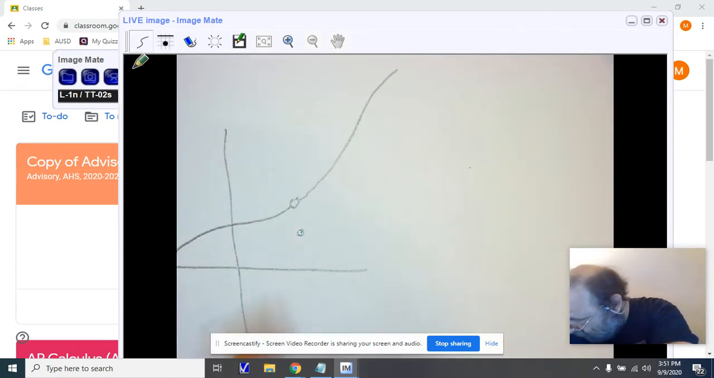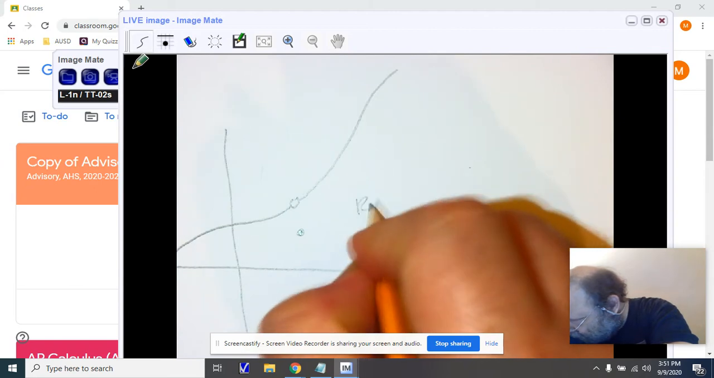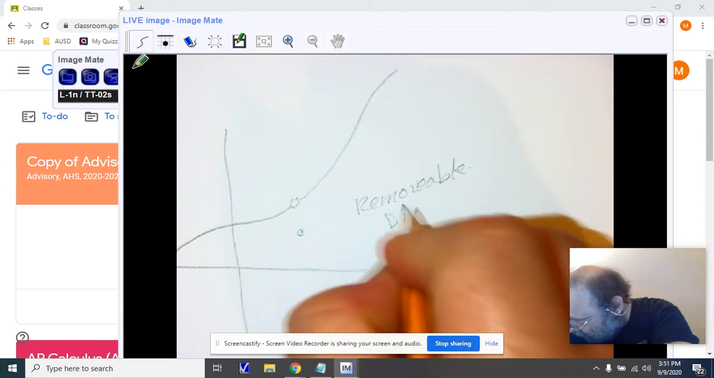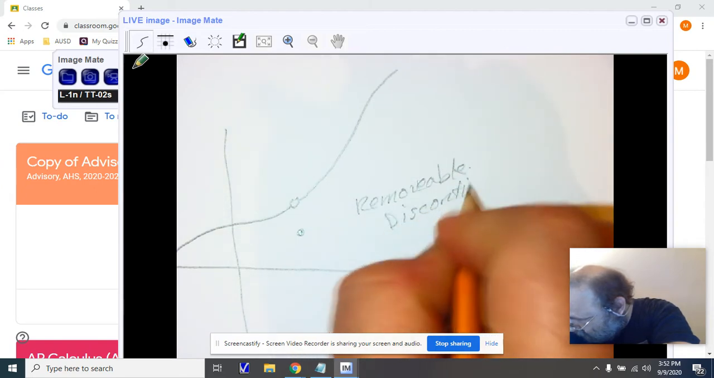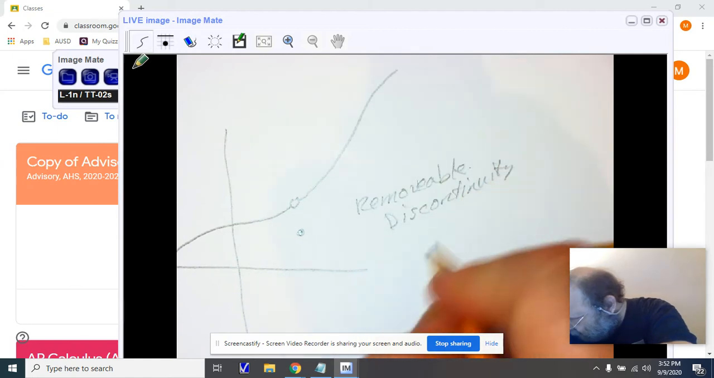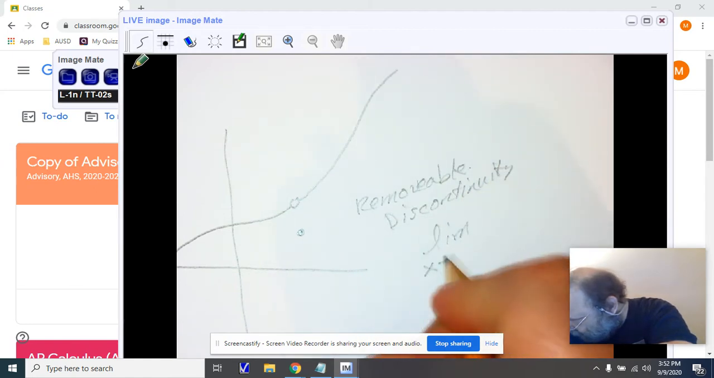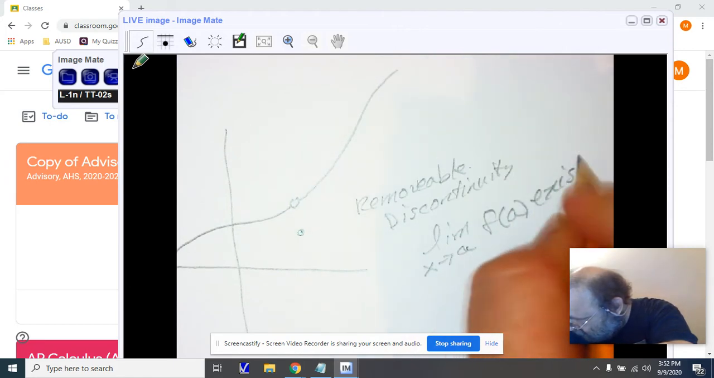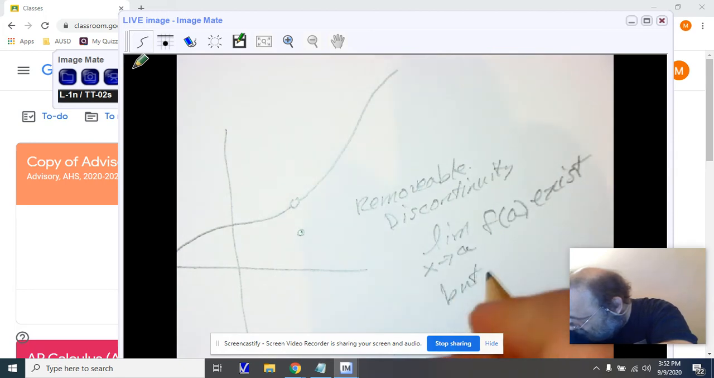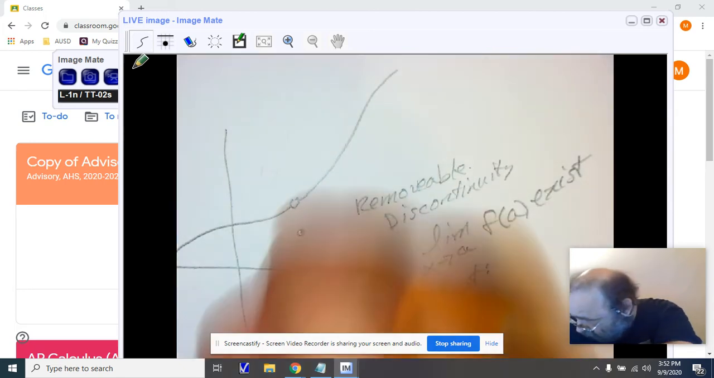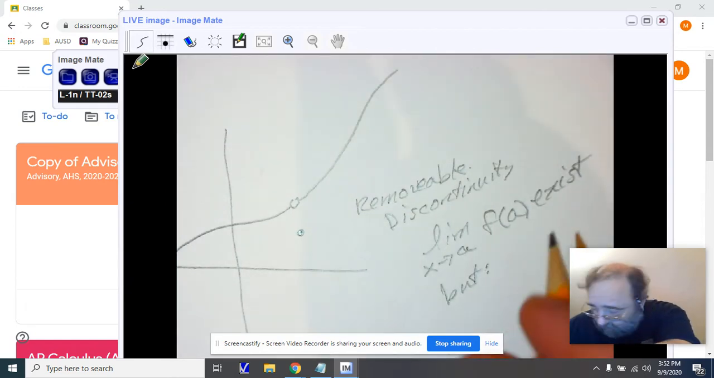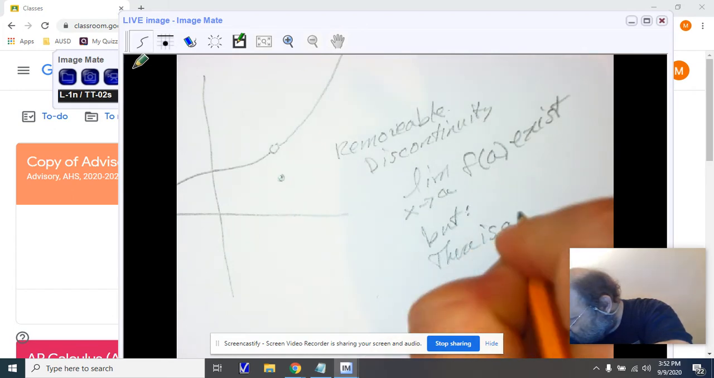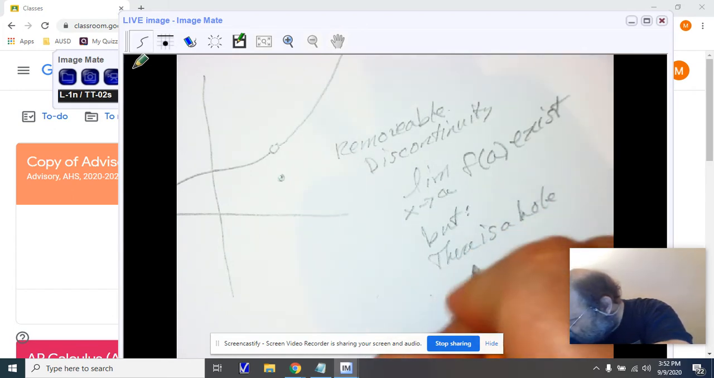Okay, so that point is in the right place. This is called removable discontinuity. The limit as x approaches a for the function exists, but, and then you have two criteria. There is a hole or the point is misplaced. Okay, so you could put there as a hole. Or the point is misplaced.